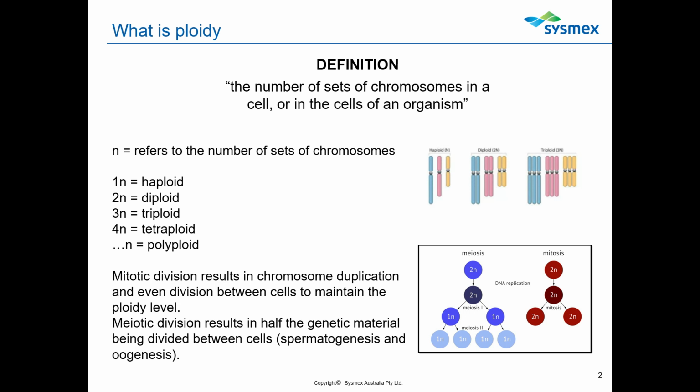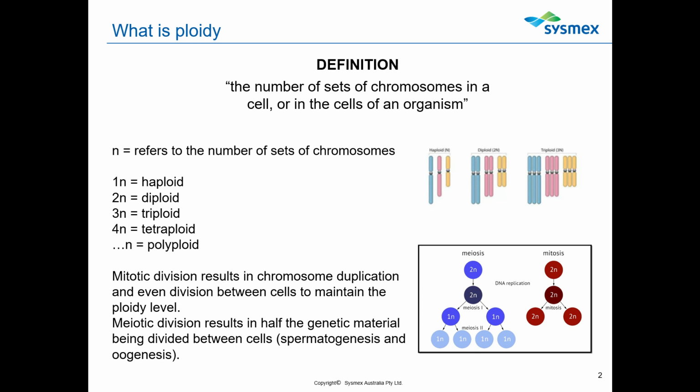On the right, there's an image showing a haploid, a diploid, and a triploid organism. So the haploid has one set of chromosomes, the diploid has two sets of each pair of chromosomes, and then the triploid has three sets of individual chromosomes.